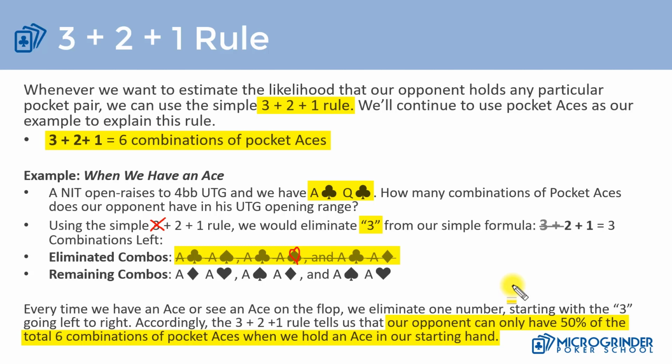If we go to the flop, and let's say the flop has the ace of diamonds, then we can take off another one of these. We remove the 2, and that tells us there's 1 combo left. So for example, this combo is removed, this combo is removed. The only one left in the deck is going to be the ace of spades, ace of hearts. Then on the turn, if another ace hits, well then we can remove the last combo, and we know that our opponent cannot have pocket aces. So that's how this rule works.